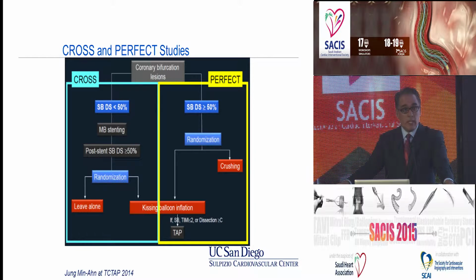The idea on the left side for the CROSS study is the absence of side branch stenosis, so lesions that don't involve the side branch. You stent the main vessel. If there is pinching of the side branch, you get randomized to no further intervention versus a final kissing balloon. On the right side is the PERFECT trial. The idea here is upfront 50% or greater side branch stenosis, and you get randomized to the crush technique versus kissing balloon and the TAP technique.